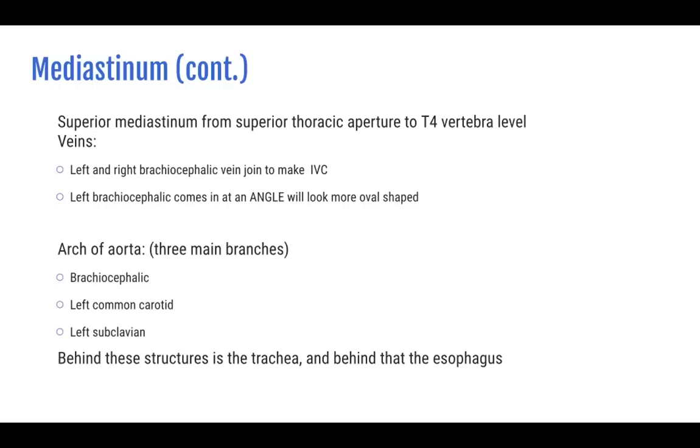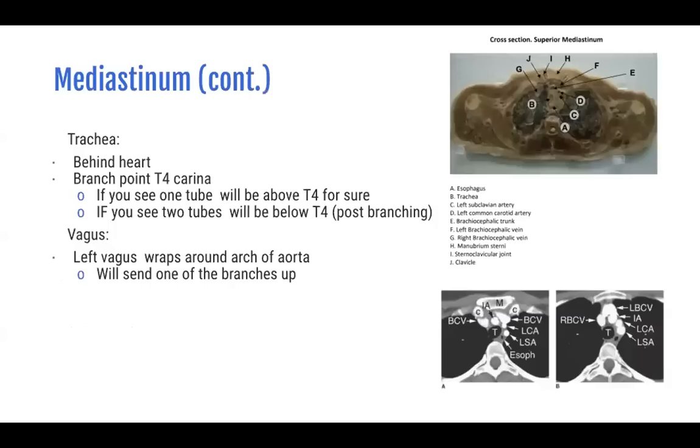Second, you're going to see the arch of aorta along with its three branches. And this is all above T4, remember, so this is included in the superior mediastinum. These three branches are the brachiocephalic trunk, the left common carotid, and the left subclavian. And then most posteriorly, you're going to see two structures in almost all of the cross sections: the trachea and the esophagus.